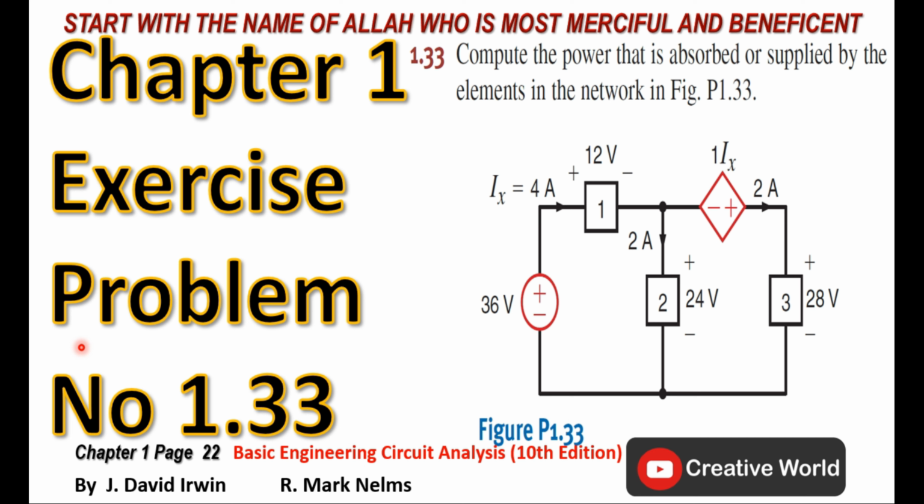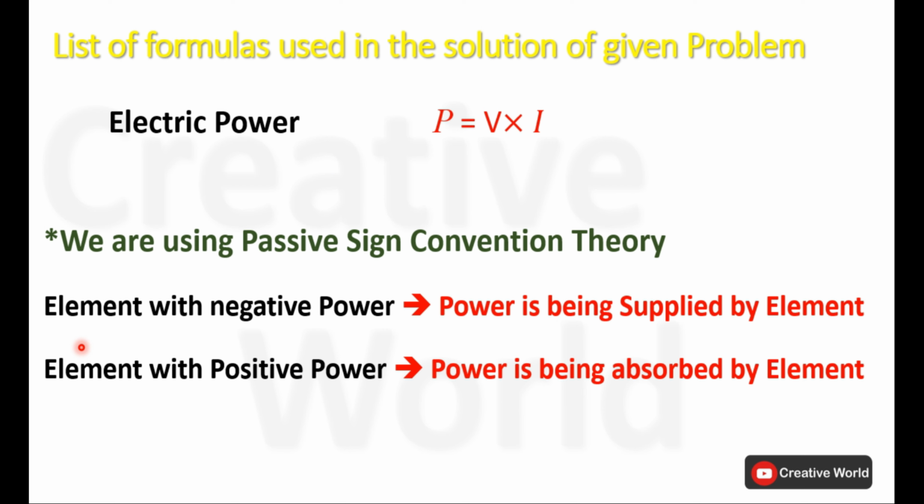Today I will solve exercise problem number 33. In this scenario we will be using the electrical power formula, which is the product of voltage and current, and we also will be using passive sign convention theory. According to this theory, the element with negative power will be considered as power supplier and the element with positive power will be considered as power absorber.